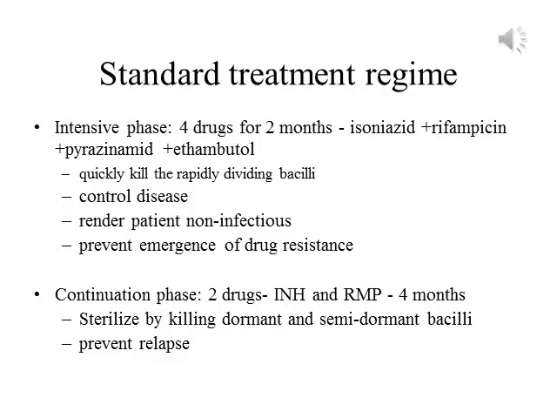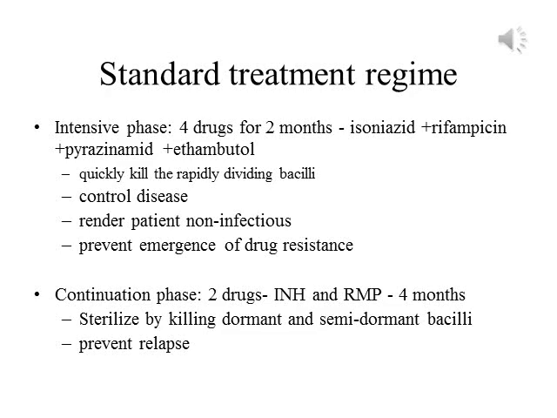The standard treatment regimen is to use 4 drugs for 2 months in the initial intensive phase. This combination is usually isoniazid, rifampicin, pyrazinamide, and ethambutol. The advantage of this combination is that it quickly kills the rapidly dividing bacilli and thereby controls the disease. It also renders patients non-infectious and prevents the emergence of drug resistance.